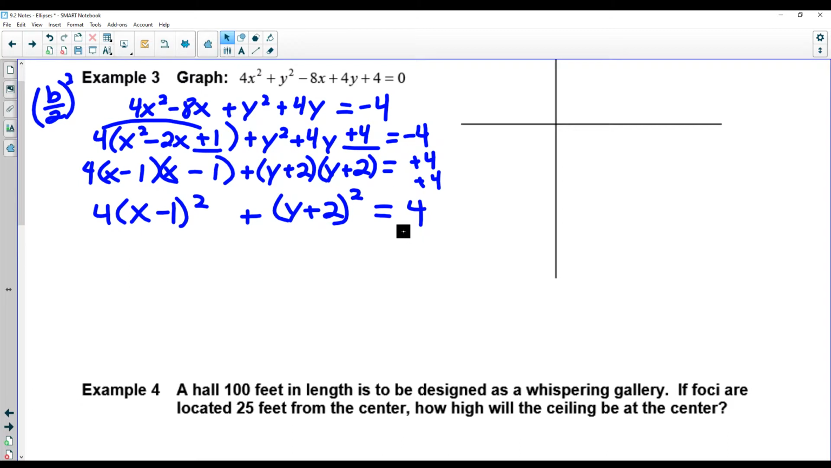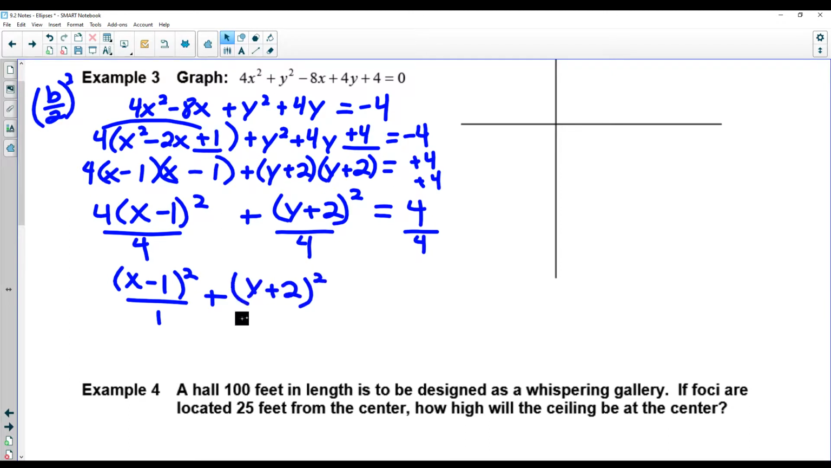So you go ahead and divide by 4 on everything. And that'll get it equal to 1. These 4s will cancel, and you just get x minus 1 squared over 1, and then plus y plus 2 squared over 4, and then it equals 1. Now you can go ahead and graph it because it's in the form you want.